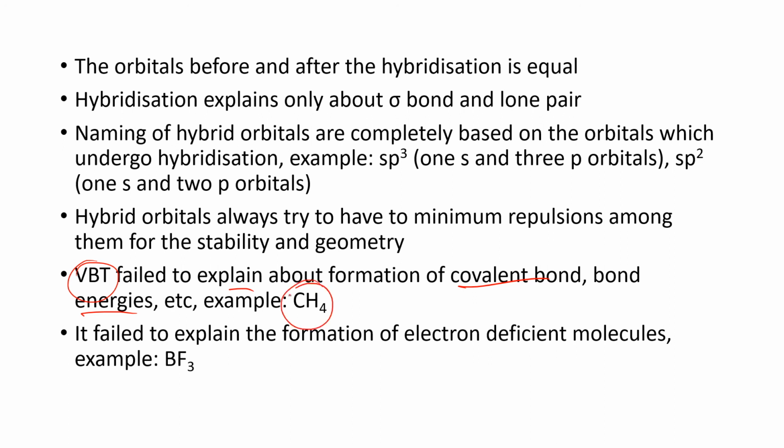For example, there is a CH4 molecule. VBT fails to explain such kinds of molecules, and it fails to explain the formation of electron deficient molecules. Electron deficient means the atoms or molecules which have a smaller number of electrons. Okay, for example BF3 and so on. So these are the failures or drawbacks of the valence bond theory.